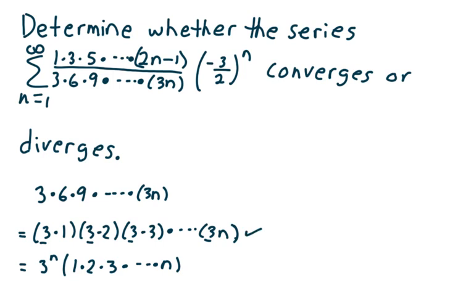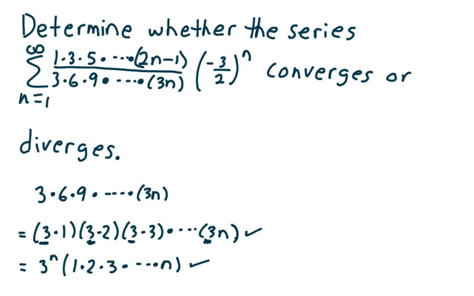Notice how I have a 3 in the first spot, a 3 in the second spot, a 3 in the third spot. Essentially, I have n copies of 3 being multiplied together. And so I can rewrite this as 3 to the n times 1 times 2 times 3 all the way through until n. And that's the last line here.